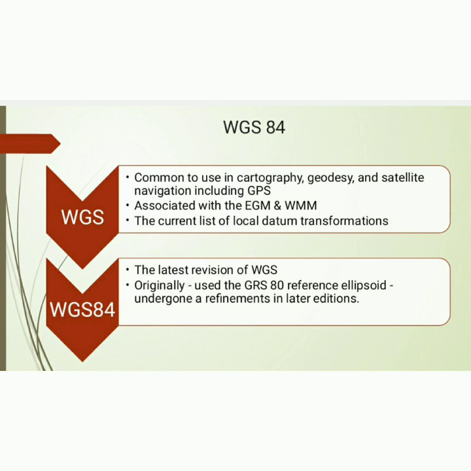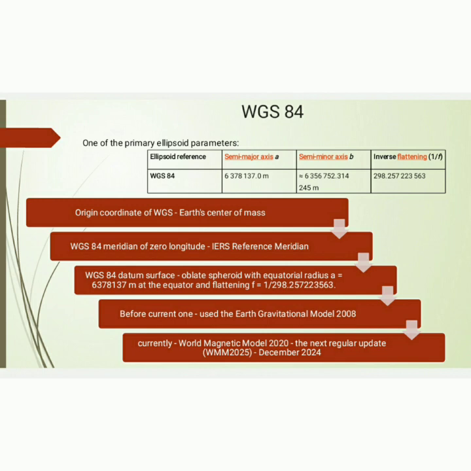What are the differences between the WGS and WGS84? Firstly, about the WGS. WGS is commonly used in cartography, geodesy, and satellite navigation including GPS. It is also associated with the EGM and WMM, as well as the current list of local datum transformations. While WGS84 is the latest version of WGS. However, it originally used the GRS80 reference ellipsoid, which has undergone refinements in later editions. The origin coordinate of WGS84 is supposed to be at the Earth's center of mass. The common inaccuracy is believed to be less than 2 centimeters.